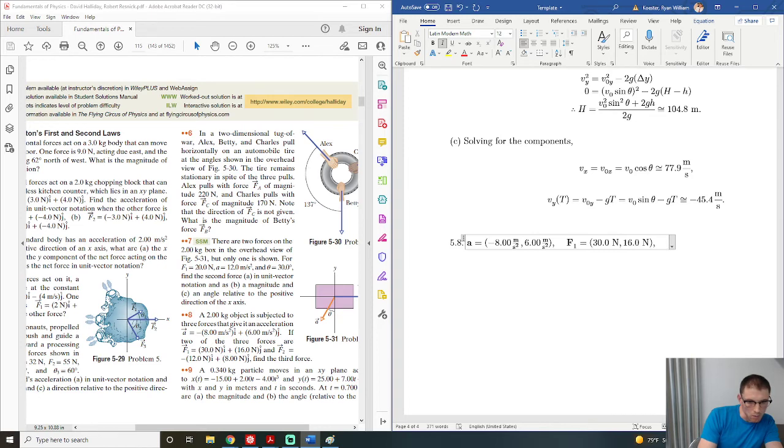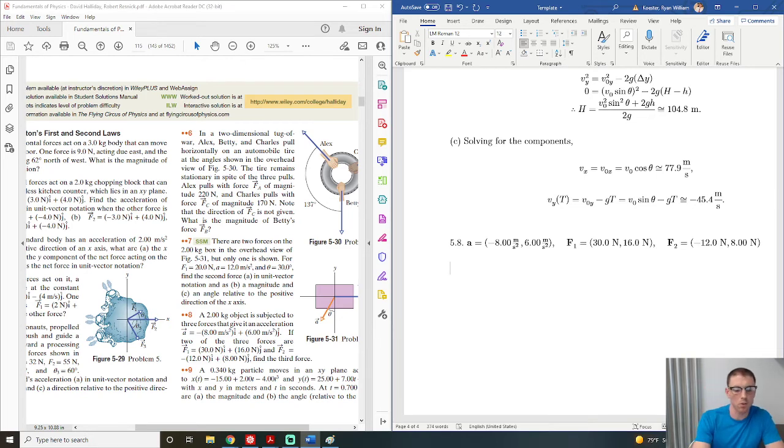And then we have one more force. Negative 12.0 newtons and 8.00 newtons. Cool. Okay, so this is really just sort of getting some practice with Newton's second law mostly, right?